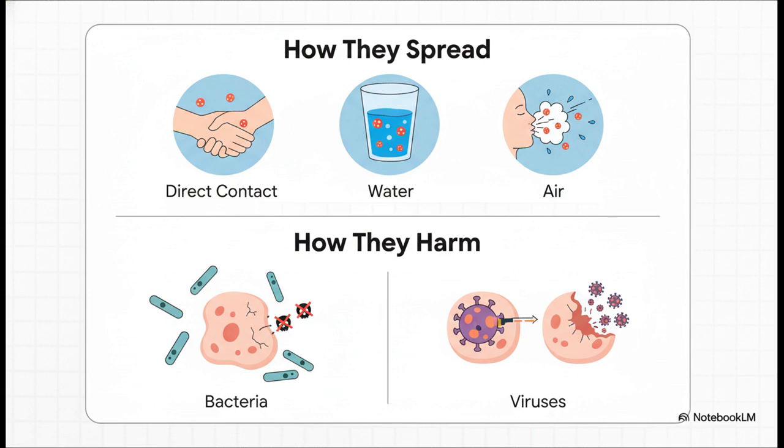Think of it like this. Bacteria are like tiny vandals, running around releasing poisons or toxins that damage your cells. Viruses, on the other hand, are hijackers. They have to get inside your cells, take them over, and use them to make millions of copies of themselves. Eventually, they burst the cell open to escape and spread. 2 totally different game plans.